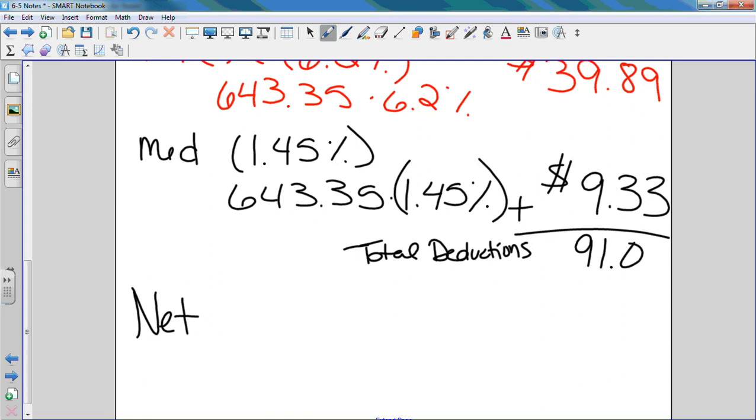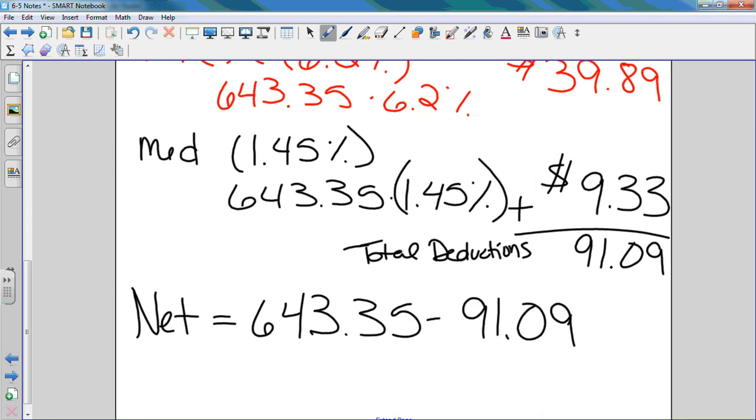$91.09 is going to the government. $100 out of your $600 paycheck goes to the government. Okay. So how do I find my net pay? I take my gross minus my deductions. So I have 643.35 minus 91.09. Gross minus deductions. And what do you get?